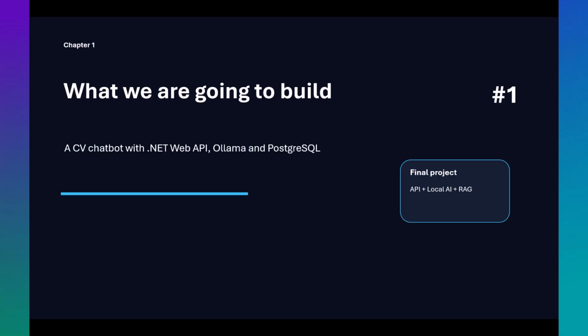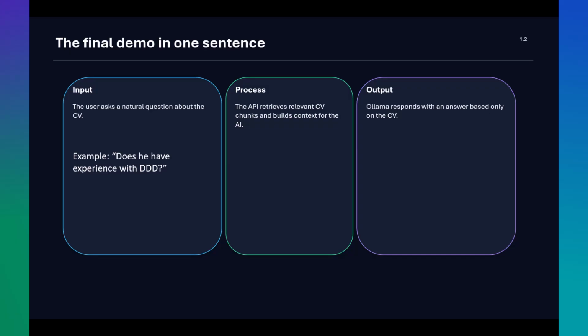By the end of this module, you will understand how to integrate generative AI into a real backend solution. The final demo can be explained in 3 simple steps. First, the user asks a natural language question about the CV. Second, the API processes that question, searches for relevant fragments of the CV, and builds useful context for the AI model. Third, Ollama generates an answer based only on that context.